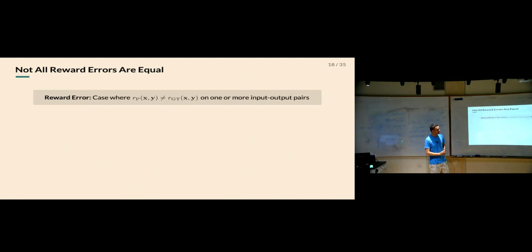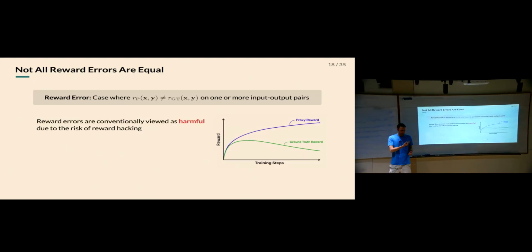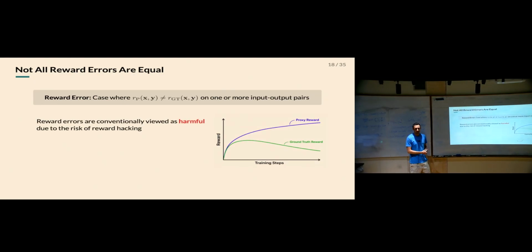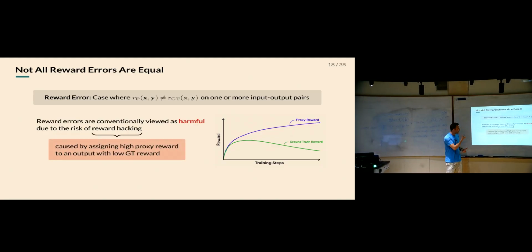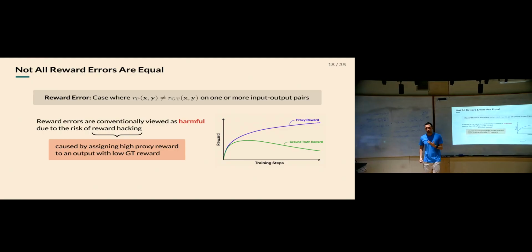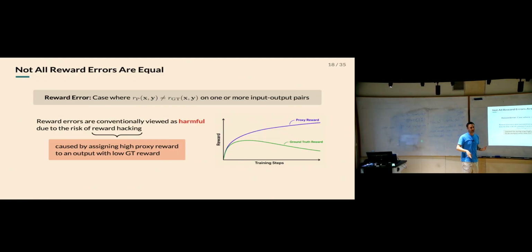A bit about terminology. Here I'm going to use reward error to refer to cases where the proxy reward function and the ground truth disagree. This can be on one or more input-output pairs. Due to the risk of reward hacking that I mentioned already, reward errors are conventionally viewed as harmful. The type of reward error that leads to reward hacking is if you assign a high proxy reward to an output which is actually bad, with low ground truth reward. So you're maximizing the proxy reward, and you reach some output which has a high proxy reward, but actually is not good under the ground truth.